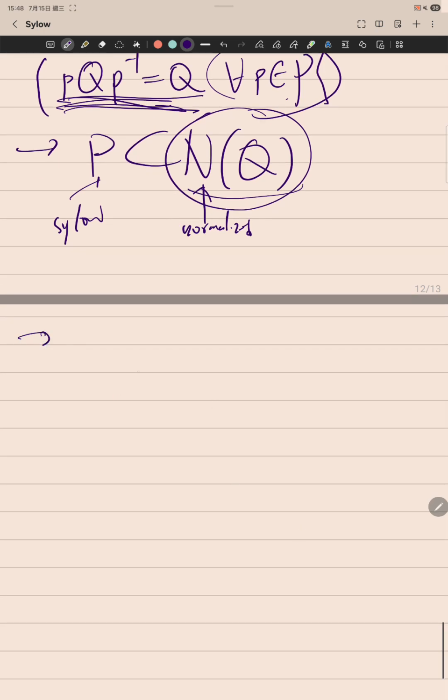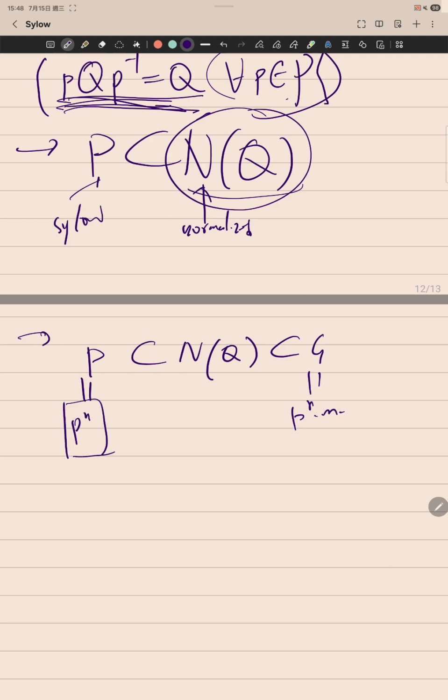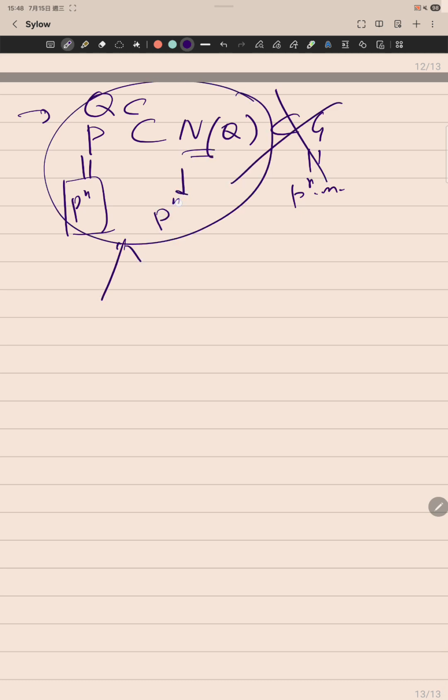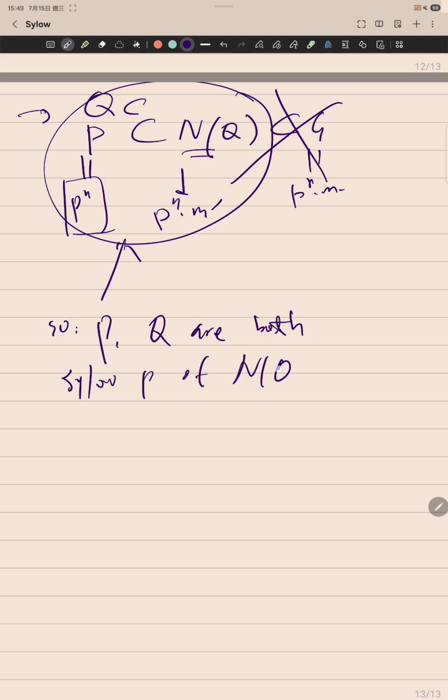But now here comes the interesting part, because this normalizer of Q is a subgroup of G, and G has size P to the N times M. And Q is still here, right? Q is here. So if you forget about G, you came here, then this subgroup also has size P to the N times some N prime. So P and Q are both Sylow P-subgroups of N of Q. By theorem 2, the theorem tells me that P and Q are conjugate, right?